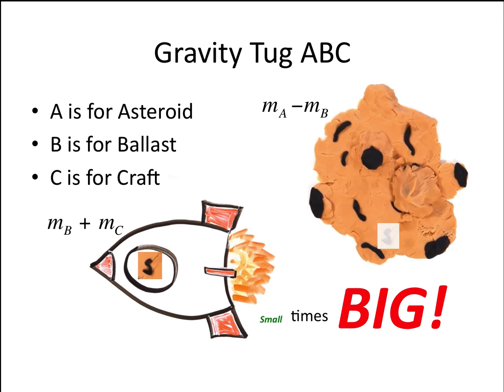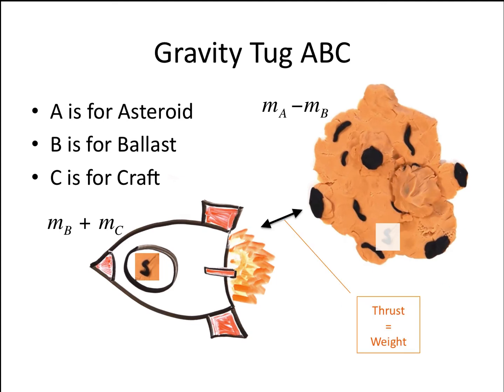B is for ballast. Ballast is some mass that we grab off of the asteroid and place onto the craft and mechanically stow it. The ballast is obtained out there next to the asteroid instead of being launched from Earth. So this is a way to increase the mass of the spacecraft by borrowing a little bit of mass from the asteroid.